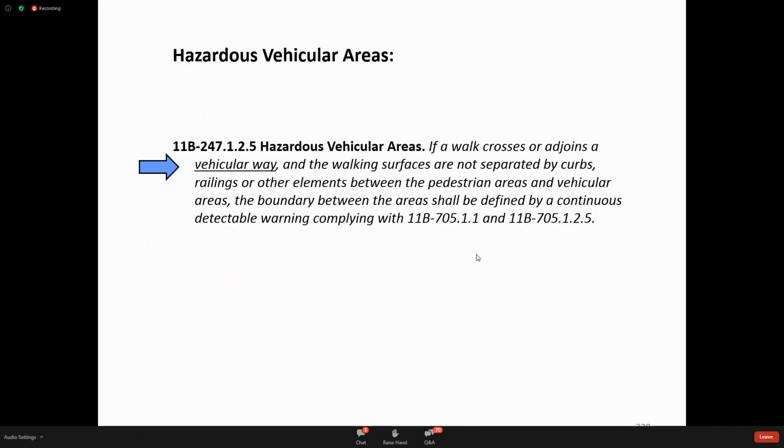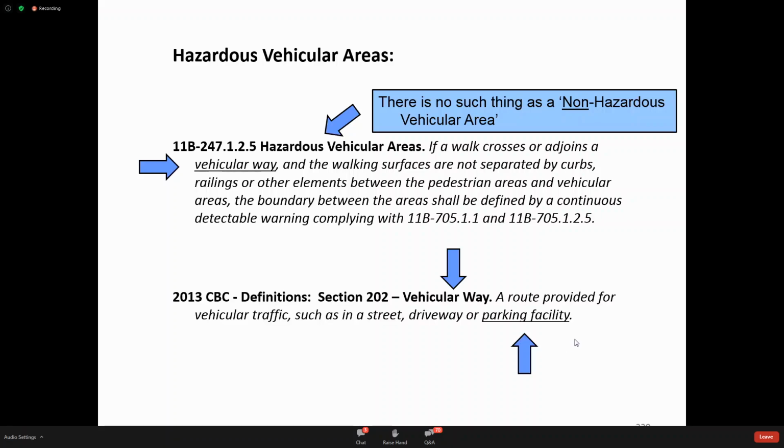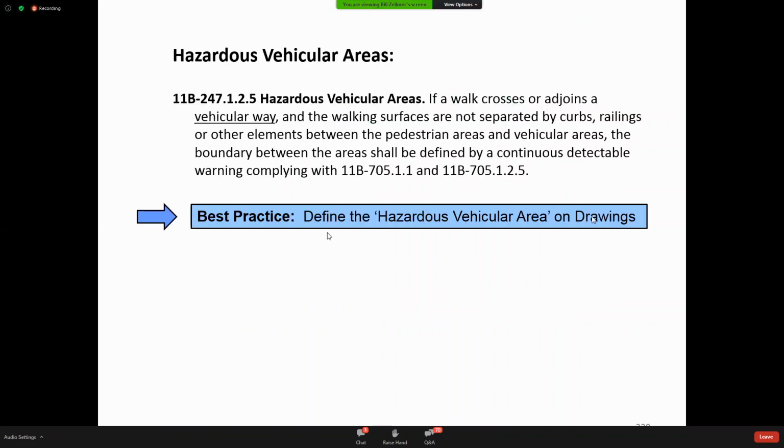Now, the hazardous vehicular area, that's the piece that we want to talk about. First, you have to understand there is no such thing as a non-hazardous vehicular area. People have tried to debate this and say, well, in my version of this, the cars are only moving 2 miles an hour. Is that really hazardous? Well, the jury is in. They've said if a car can be there, it's going to be defined as hazardous. Don't even go there.